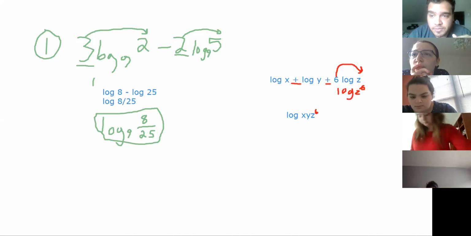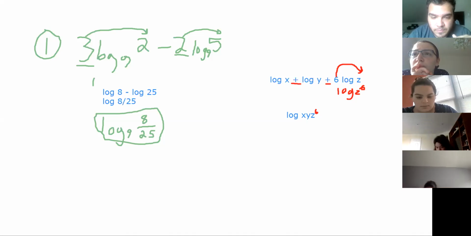Okay. I just want to check the worksheet. Seems to match. I guess I should put the little 6 right here. All right. Any questions so far?